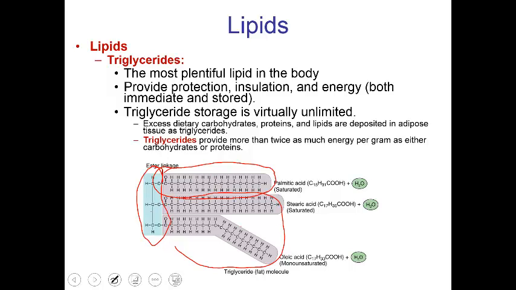The job or the goal of triglycerides in the human body is to provide padding or insulation to our visceral organs. However, conversely, the triglyceride storage in the body is unlimited, meaning that if more is consumed than used, it is going to be stored in your body in the form of adipose tissue.